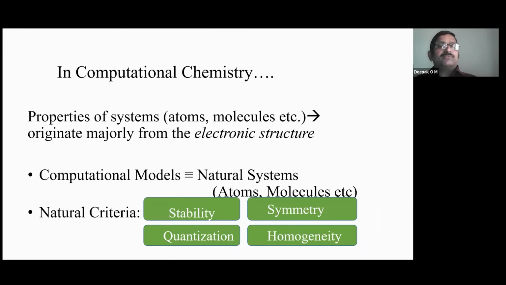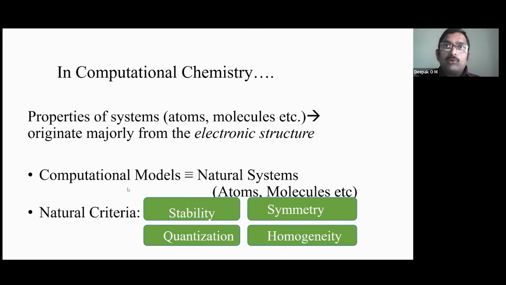So in computational chemistry, as I've told you, we'll be dealing with properties of systems, and they originate majorly from electronic structure. We rightly assume so. If we were in a normal wet laboratory, for example, if I need to study the property of methane, as you are aware, methane consists of an sp3 hybrid carbon. So the CH4 structure has HCH bond angles of 109 degrees 28 minutes. That is the tetrahedral structure. This much we know already.